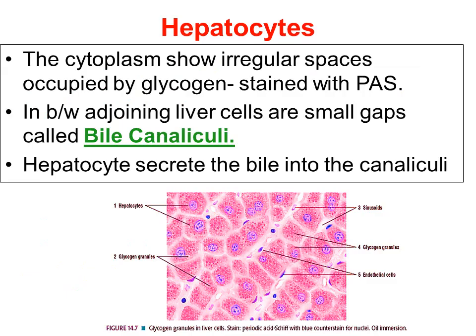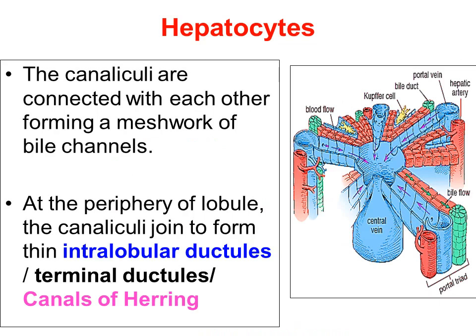So, if we summarize the hepatocyte, the cytoplasm of a hepatocyte shows irregular spaces which are occupied by glycogen, which is stained by periodic acid Schiff. In between the adjoining liver cells are small gaps called bile canaliculi, and the hepatocytes secrete the bile into the canaliculi. The canaliculi are merely spaces present between the plasma membranes of adjacent liver cells, into which bile secreted by the liver cell is poured.